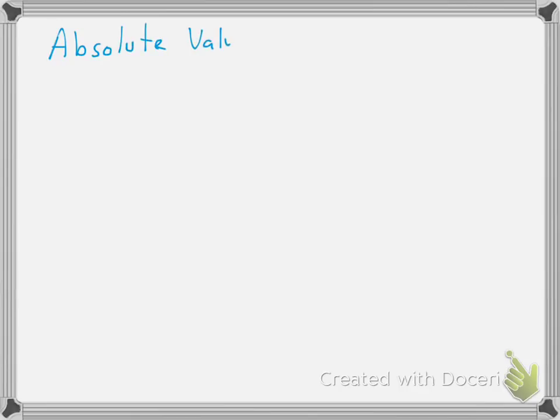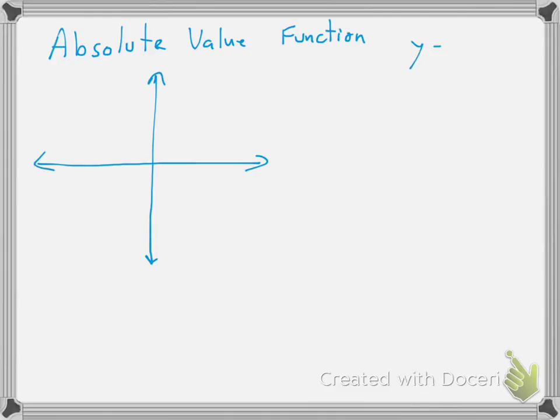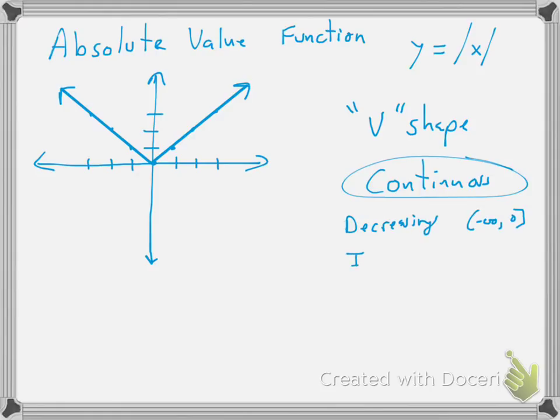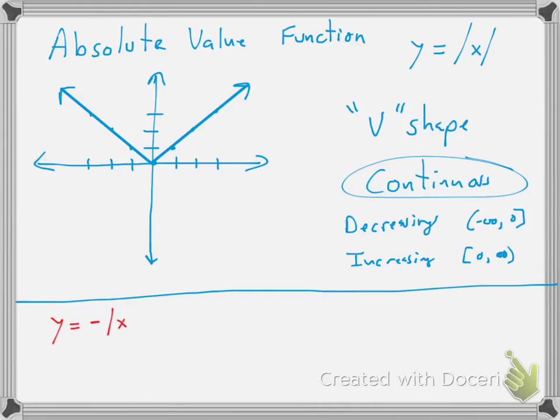Okay, new function. This is one of the basic functions, absolute value function. Okay, y equals absolute value of x. Okay, looks just like a line going up and to the right. However, it also goes up and to the left because it cannot be negative. It's a V shape. So anytime you see a V shape, absolute value function. This is continuous. Could I draw it from left to right without raising my pen? I could. Okay, it's decreasing from negative infinity to 0, and then it's increasing from 0 to infinity. We always do decreasing and increasing from left to right.